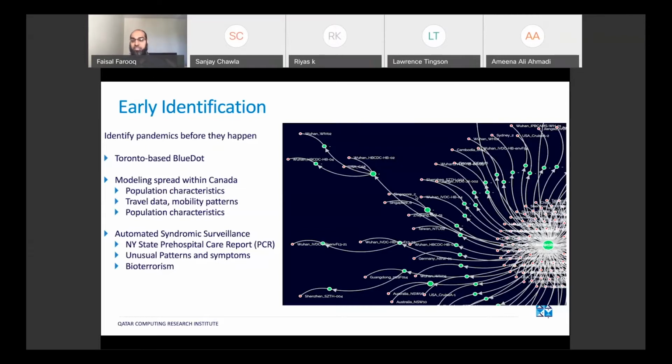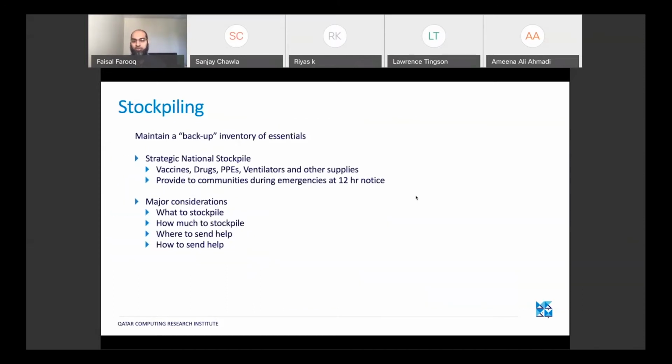We talked about early identification. There was also another term thrown in the presentation, which was stockpiling. This is a common term, where we think of it as a backup inventory of essentials. Hospitals and healthcare centers have their own supply chain, but there has to be a stockpile, a backup at a federal level, at a government level, of these essentials. Under the Preparedness for Pandemics Act in the United States, the government was mandated to create a strategic national stockpile.